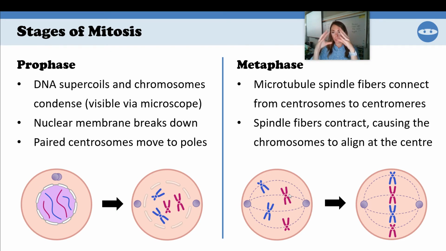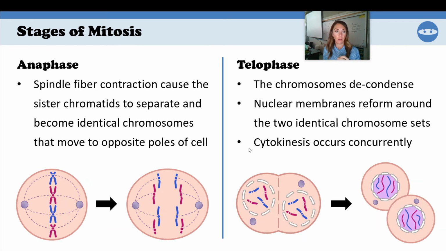So the spindle fibers contract, causing it to align in the center. Okay. Anaphase, then I get the spindle fibers contract to cause them to break apart, right? It's kind of like Spider-Man, no? Okay. And they move them to the opposite poles, right?